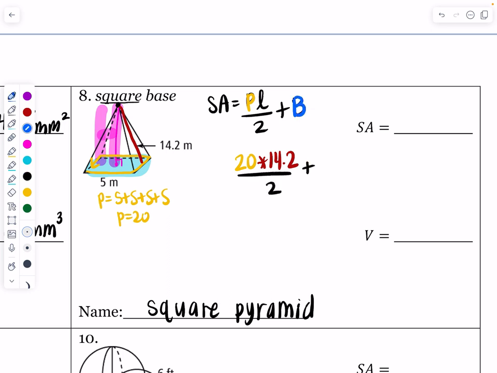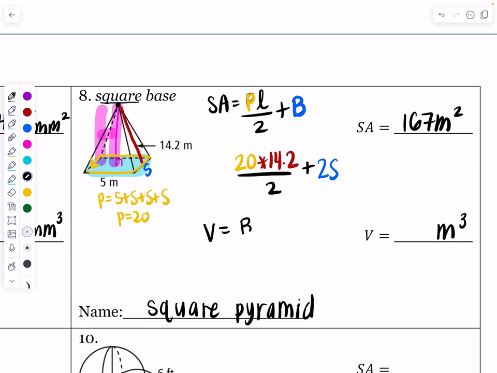So what is my area of the base? What is a 5 by 5 square going to give me an area of? 5 times 5 is 25. So when I find my surface area, that's going to be 20 times 14.2, enter, divided by 2, enter, plus 25, gives me a surface area of 167 meters squared. Since it's surface area, volume is going to be in meters cubed. So let's find our volume.